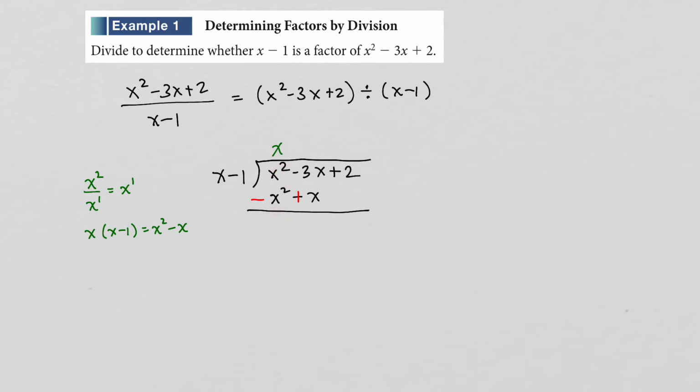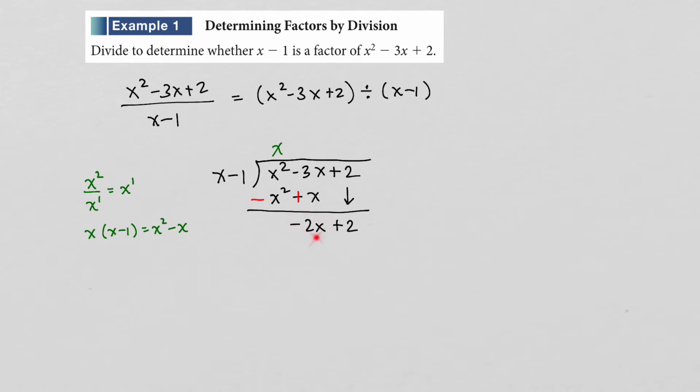From there, we add these together. X squared plus negative x squared is 0. Negative 3x plus 1x is negative 2x. And then this positive 2 we will bring down for the next step. From here, we just repeat the process.